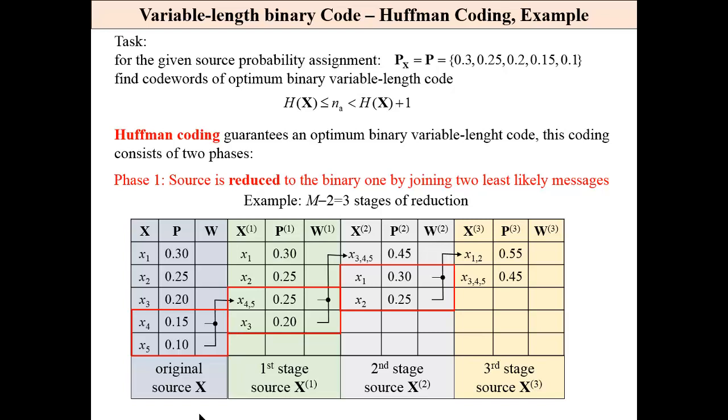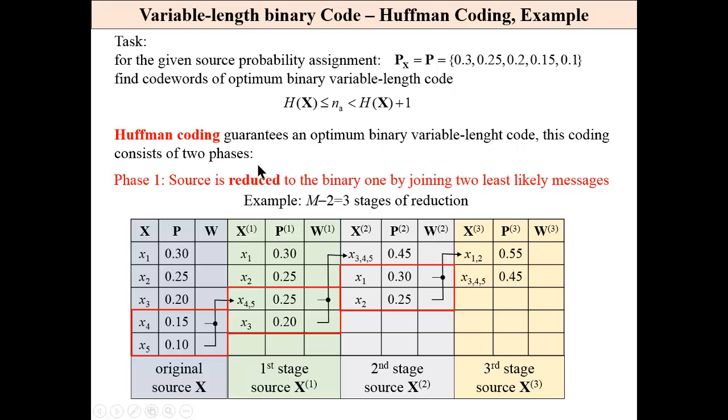Now, Huffman coding. We have the following problem. We have a source of a given probability assignment. For this example, we have 5 messages, and these are the probabilities. And our task is to find the optimum code. And Huffman coding guarantees the optimum binary variable length code.